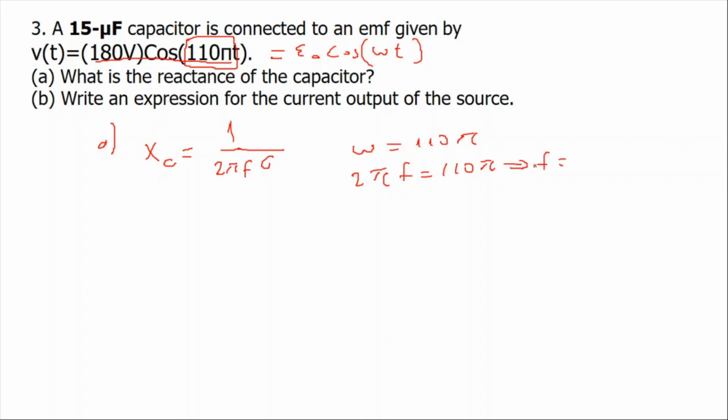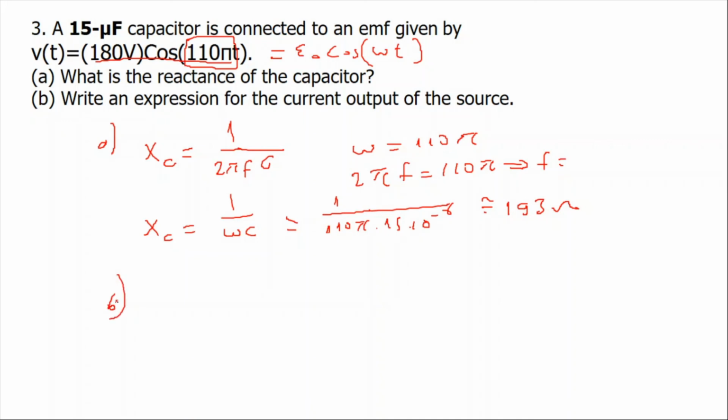And calculating for the frequency, actually we don't need to calculate the frequency here. Why? Because Xc is also equal to 1 over WC. If we know W, then there is no problem. We don't need to calculate the frequency, sorry. Xc is equal to 1 over, instead of W, I'm going to write 110 pi. C is 15 times 10 to the negative 6. So from here, if we do our calculations, it's going to be equal to 193 ohms, the capacitive reactance.